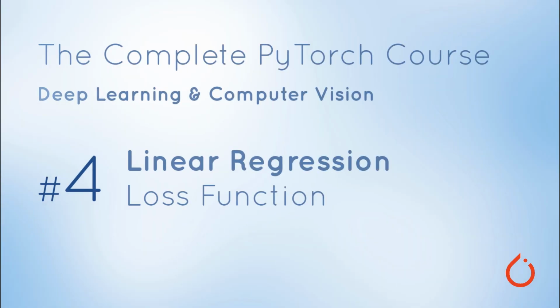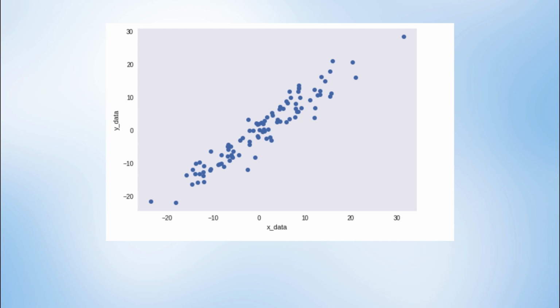Previously, we created a set of data points and initialized a linear model. We will now move on to the next step, which is, provided a set of data points, it is our goal to find the parameters of a line that will fit this data well.